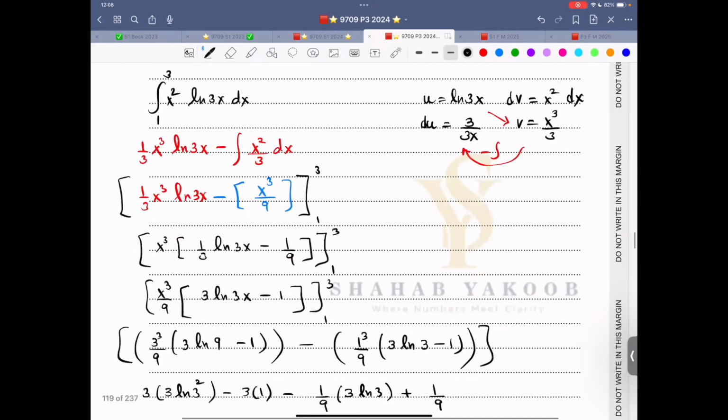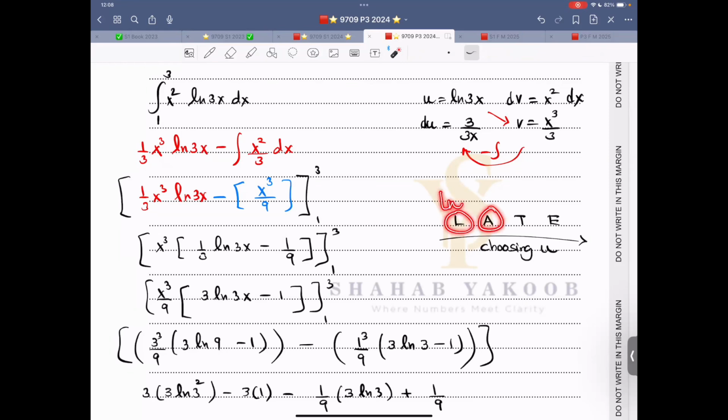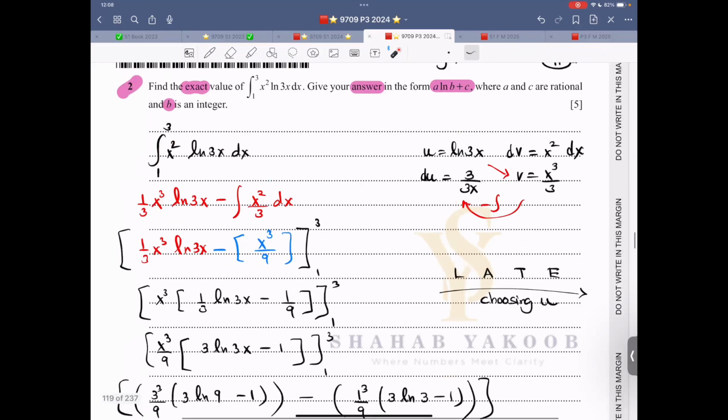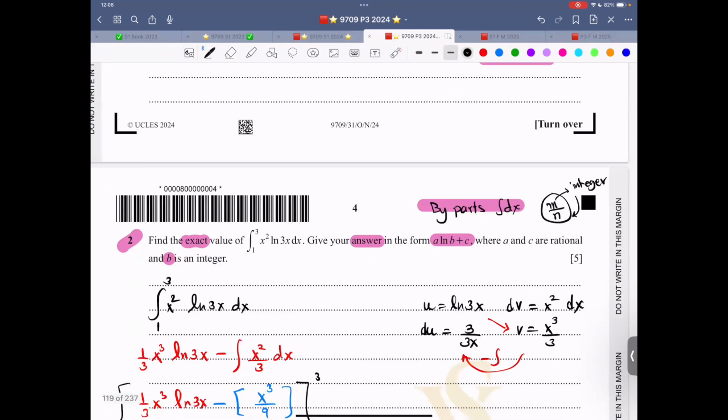When we talk about integration by parts, the first thing is the rule for choosing u. So which one should be u? L stands for natural log, A stands for algebra, T stands for trig, E stands for exponential. We know that it has to be a product of two functions. So over here, it's algebra and ln, so u should be taken as ln. Whatever we take as u, we differentiate. Whatever we take as dv, we integrate. And remember the formula: integral of u dv is uv minus integral v du.